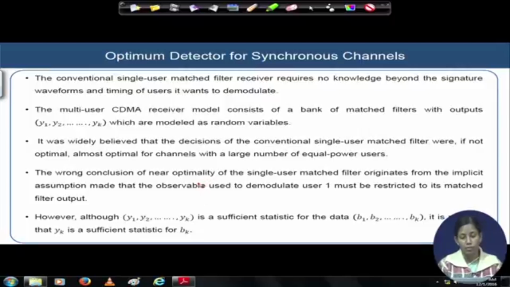The single user matched filter based optimal solution that people were believing is not really true. This is due to the fact that though the matched filter outputs y1 to yk are sufficient statistics for the whole data bank b1 to bk that was transmitted, yk alone, in one to one correspondence, is not sufficient statistics for bk. As a whole, y1 to yk is sufficient statistics for the data bank b1 to bk, that is true, but the vice versa is not true, that yk will be sufficient statistics for bk.